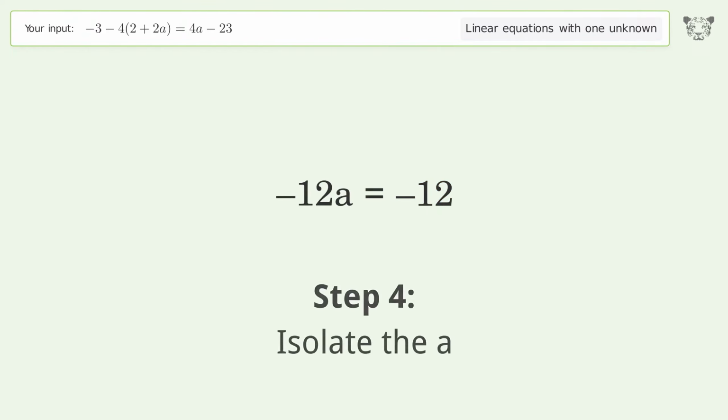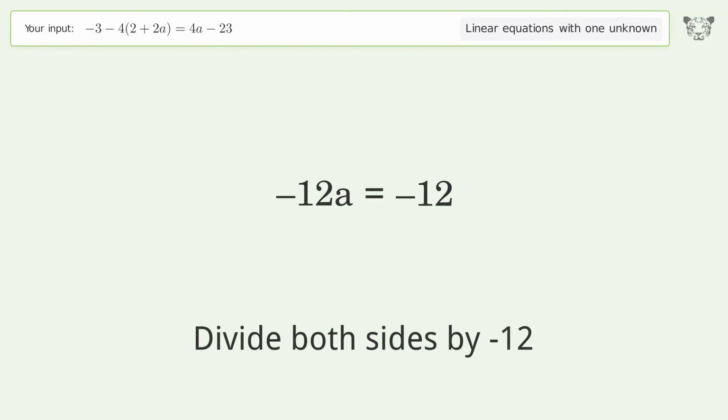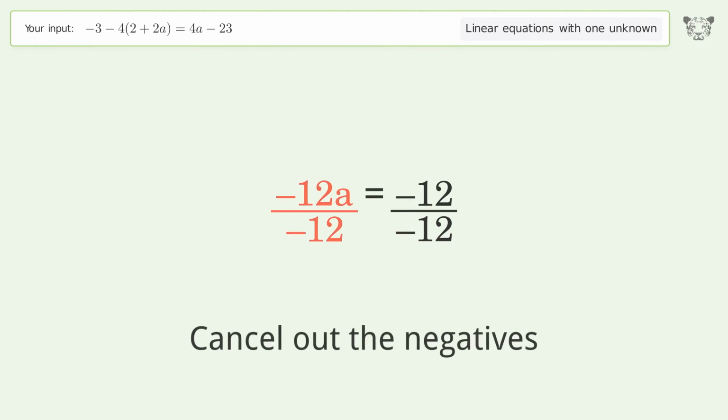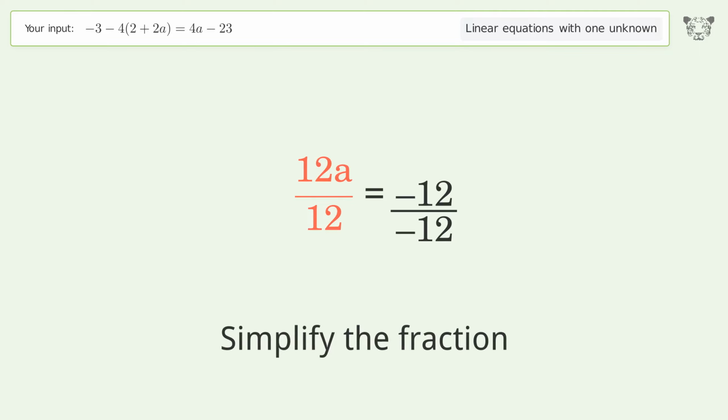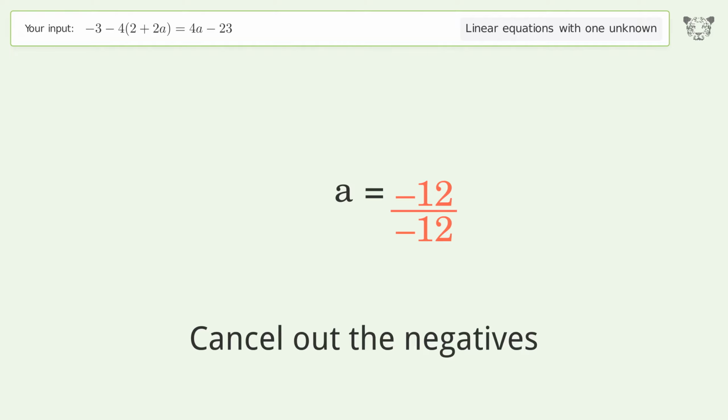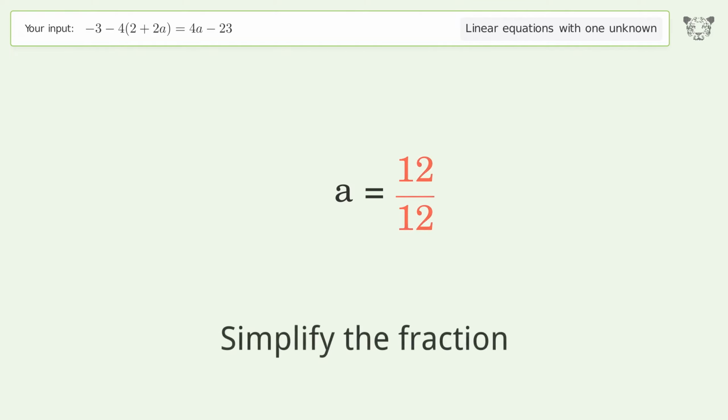Isolate the a. Divide both sides by -12. Cancel out the negatives. Simplify the fraction. Cancel out the negatives. Simplify the fraction.